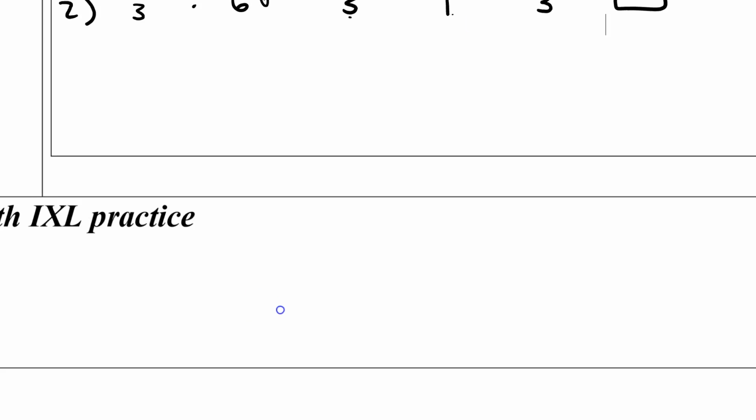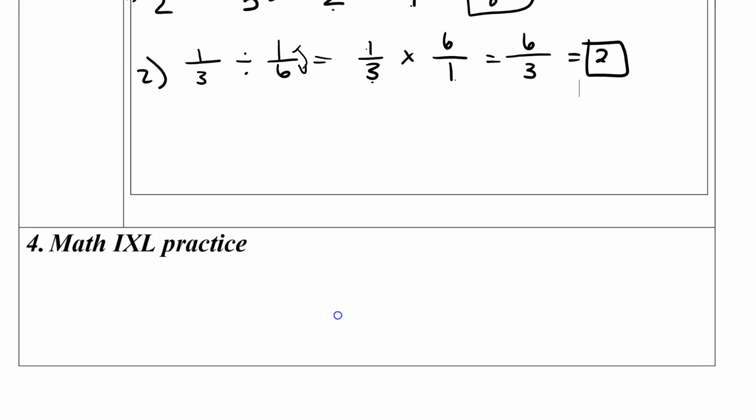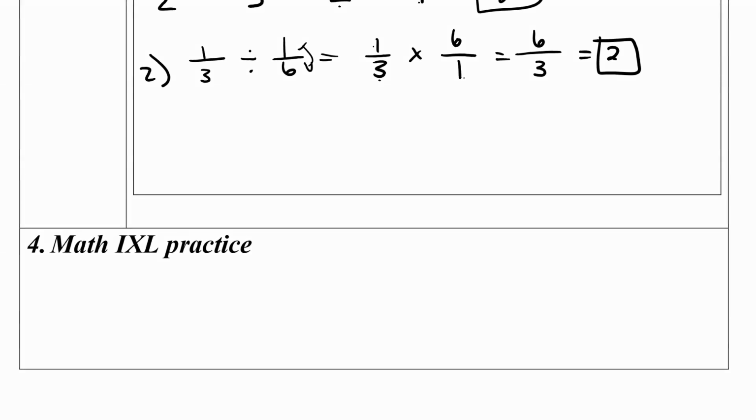So there are 4 Math IXLs that I want you to work on. There are mastery checks for all of them. So grade 8 D4, this is for adding. Grade 8 D5, this is for subtracting. Grade 8 D11, which is for multiplication. And grade 8 D14, which is dividing.